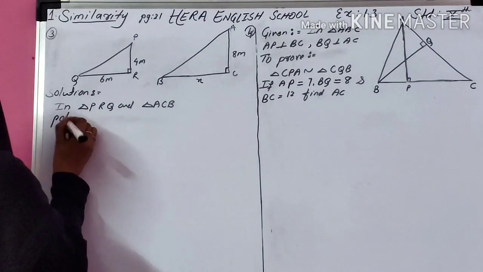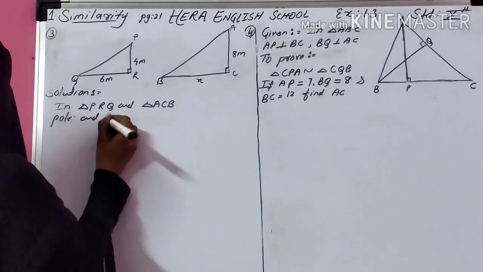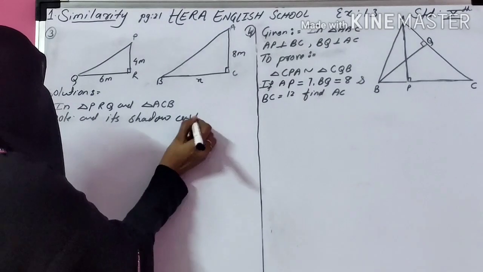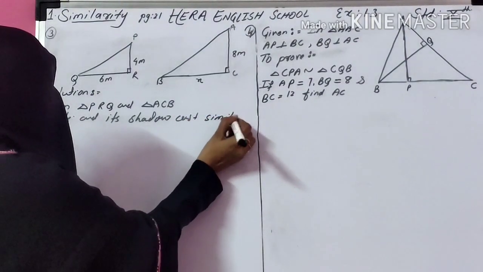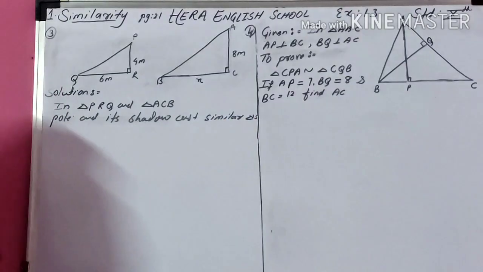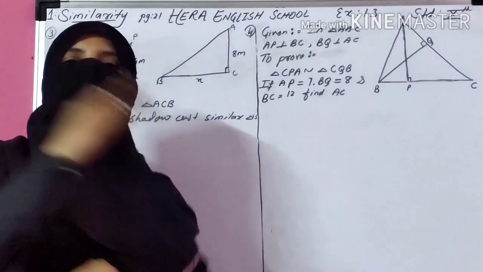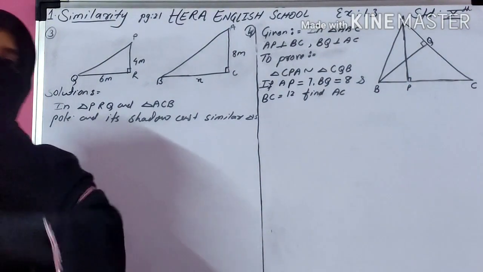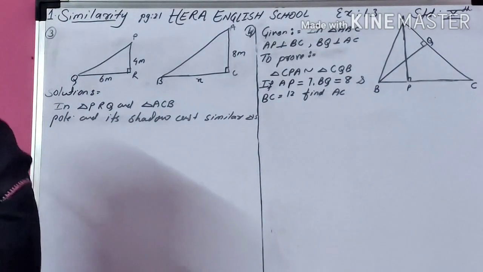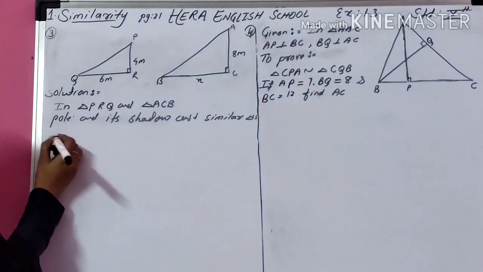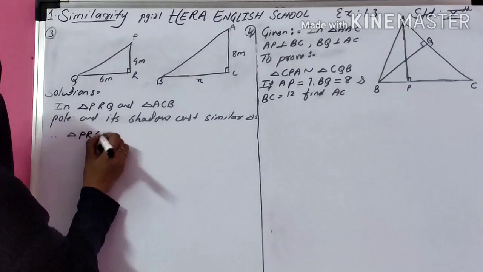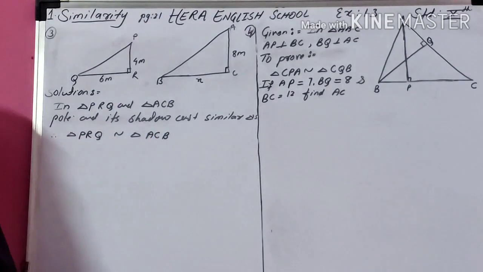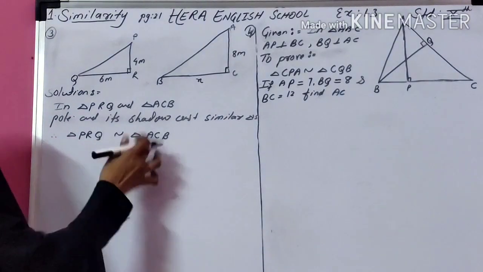So a pole and its shadow cast similar triangles. That means the triangles formed due to the pole and shadow are always similar, because all of them are right angle triangles, as the pole is erected on the ground, perpendicular, that means 90 degrees. Therefore triangle PRQ is similar to triangle ACB, because these two triangles are formed due to the pole and shadow. So these two triangles are similar.